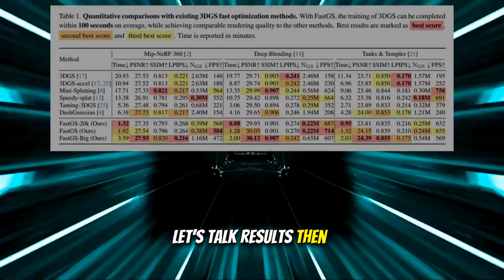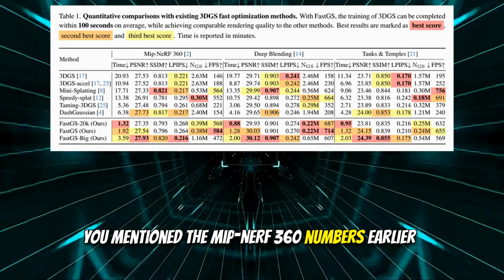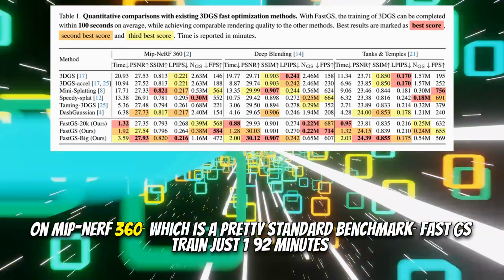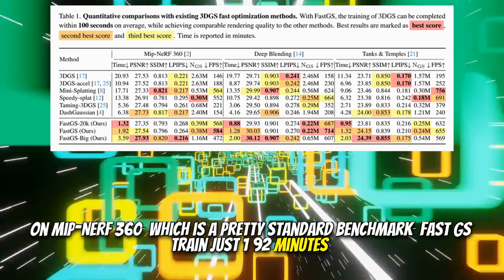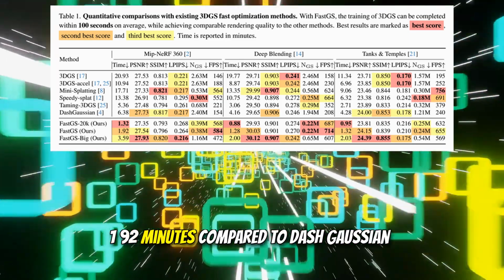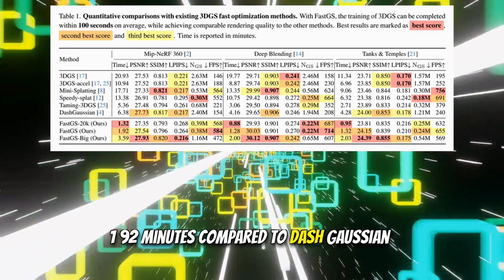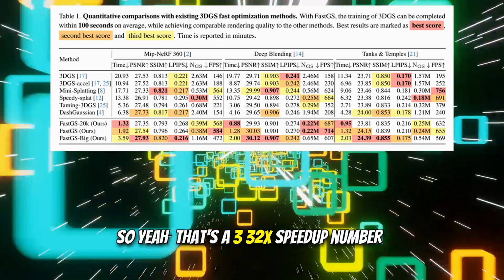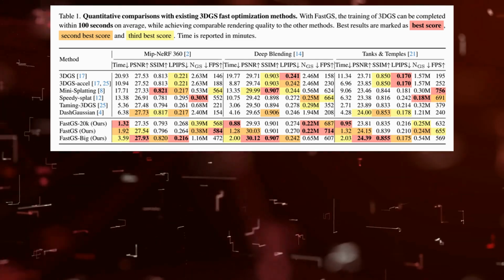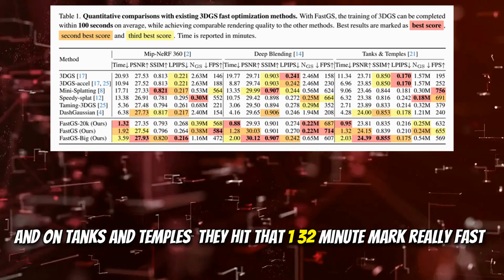Let's talk results then. You mentioned the Mip-NeRF 360 numbers earlier. Right. On Mip-NeRF 360, which is a pretty standard benchmark, FastGS trained in just 1.92 minutes. 1.92 minutes? Compared to 3DGS? 3DGS took 6.38 minutes on the same dataset. So yeah, that's a 3.32x speed-up. And on Tanks and Temples, they hit that 1.32 minute mark.